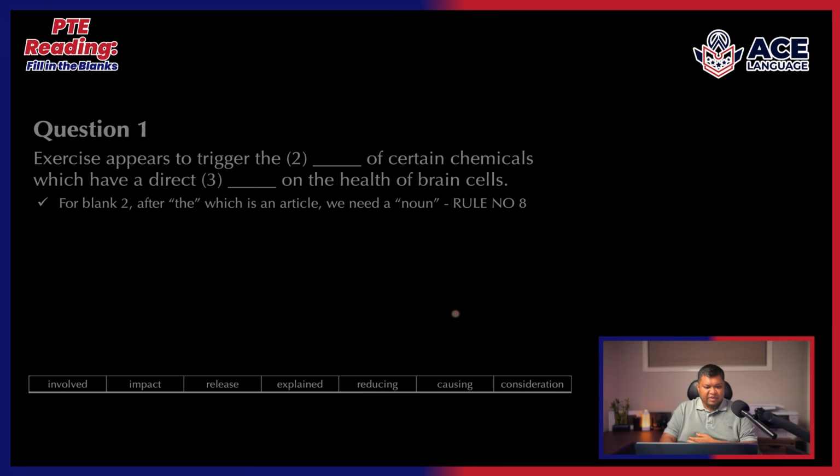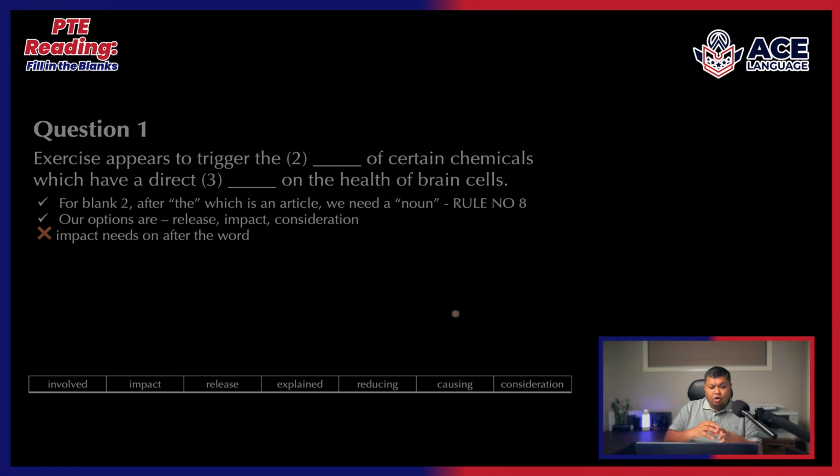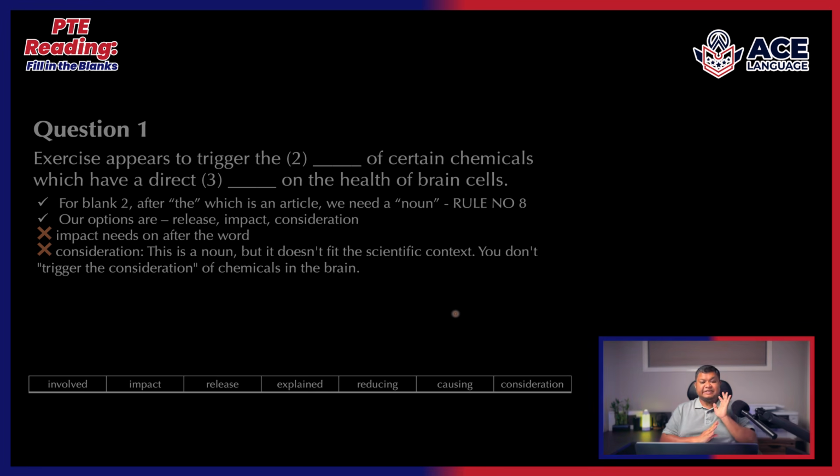So what are the options that we have available? Release, impact, and consideration. Right now, first think about impact. Impact needs on afterward. That means if you want to use impact, you need to have on, impact on. This is not the case here. So I cannot really use impact for option number 2. The next is consideration. Of course, this is a noun, but it doesn't fit the meaning in the scientific context here. It cannot be my answer. So naturally my answer is release.